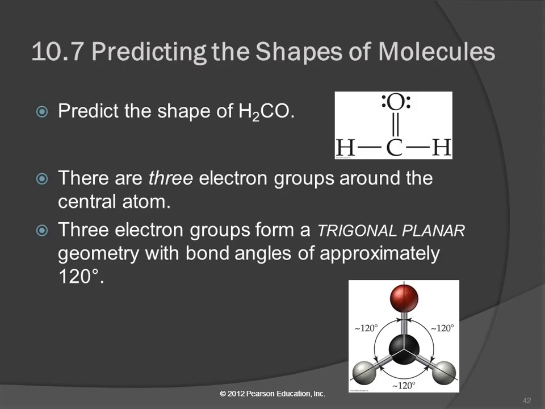Let's look at H2CO. Here's the Lewis structure. Here now, the central atom has how many groups? 3. One single bond, another single bond, and a double bond. That's 3 groups. 3 groups are going to get away from each other in what we call a trigonal planar geometry. So this molecule is also flat, and the 3 groups are going to spread apart, and they're going to form a triangle. And the angles will be 120 degrees.